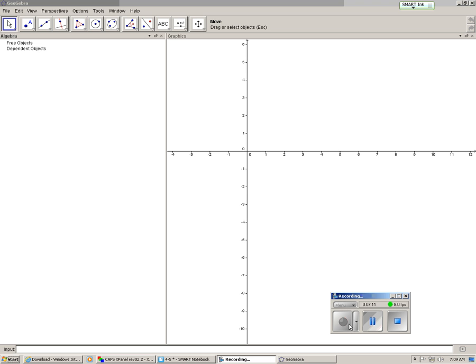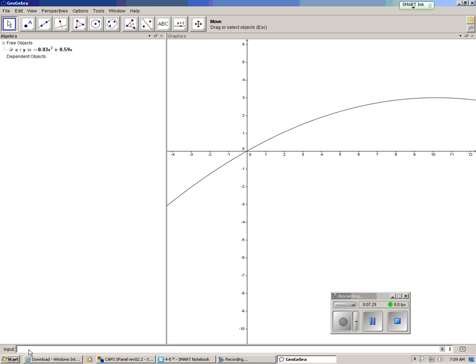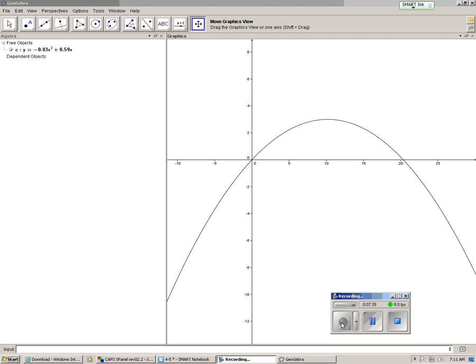At the bottom of the screen here where it says input, we're going to type in the equation y equals negative 0.029x squared plus 0.59x. When you press enter, it graphs it. So then we need to move the graph around so we can see. Okay, so here we have the graph sized so that we can see it.